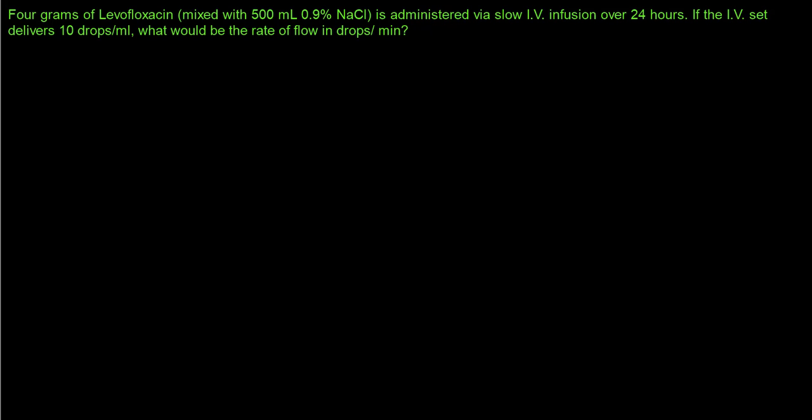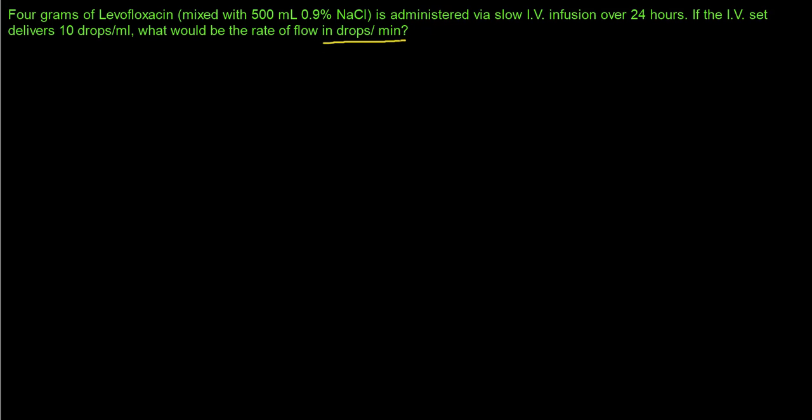Okay, we have another question here. It says 4 grams of levofloxacin mixed with 500 ml of 0.9% sodium chloride solution is administered via slow IV infusion over 24 hours. If the IV set delivers 10 drops per ml, what will be the flow rate in drops per minute? So in terms of understanding the question, we're interested in drops per minute, the flow rate in drops per minute.